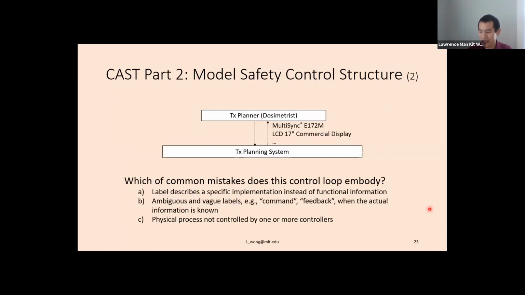So with that said, let's look at this very simple example. I wouldn't even call it a safety control structure; it's just a two-box control loop with very minimal information. We have a treatment planner. I'm not going to tell you the full story this time, but this treatment planner, the dosimetrist in this case, controls a treatment planning system. In return, the treatment planning system provides feedback. I have the feedback labeled as a MultiSync E172M. I have no idea what that is.